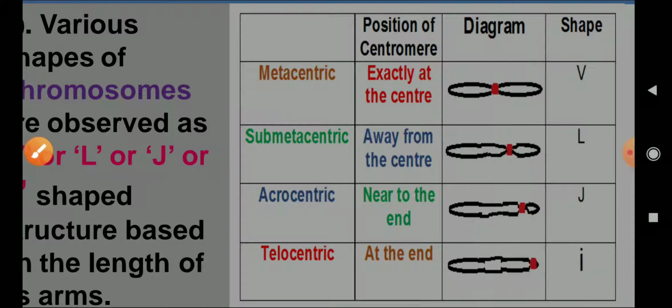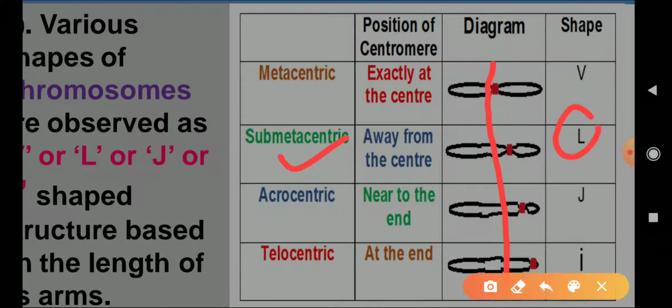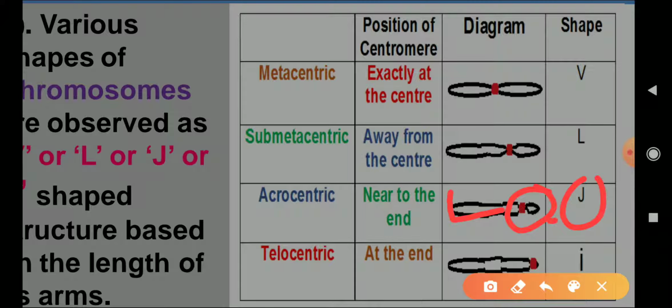If it is away from the center, see the center here, this is the center. If it is away from the center, then it is submetacentric and it is going to give an L shape. One arm will be long and one arm will be short. In acrocentric, the centromere is near the end, so one arm will be very long and the other very short. It is going to give a J shape. It is not in the center, not away from the center, but near the end. It is known as acrocentric.